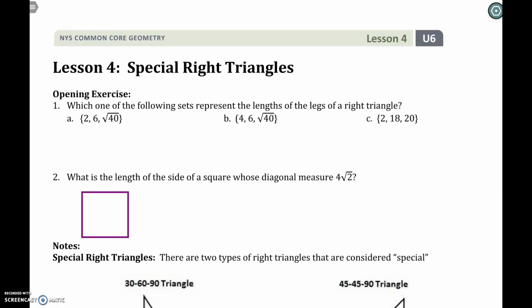Hi everyone, it's Mrs. Griffin with the Unit 6 Lesson 4 video where we're going to talk about a couple of special right triangles. Before we do that, let's review a couple of concepts about right triangles.